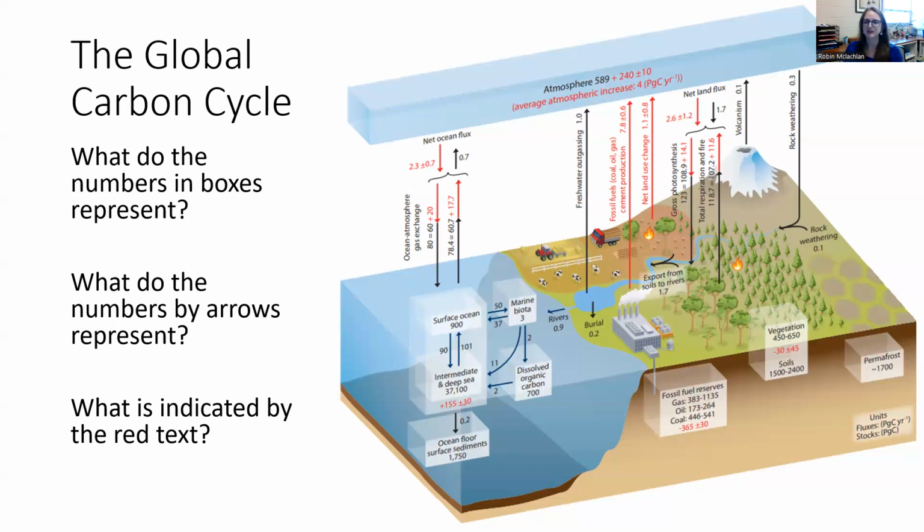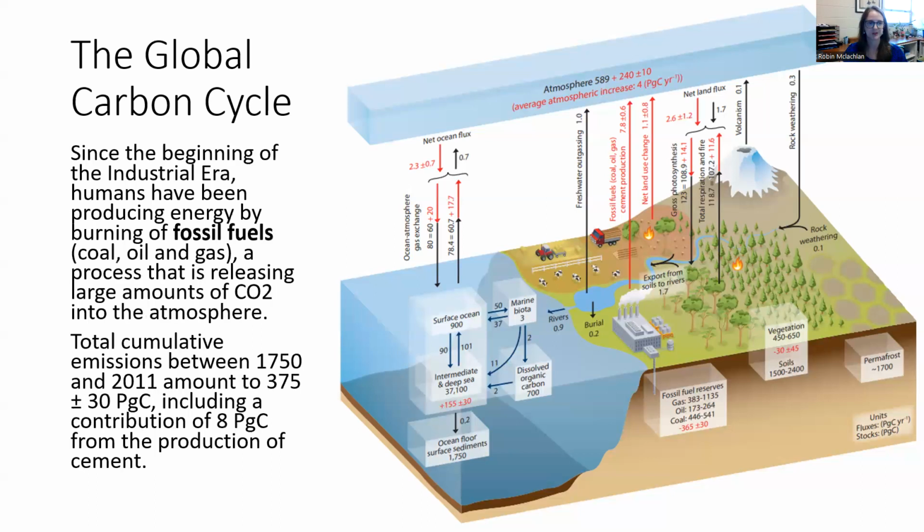As you know, hopefully, that's not in balance. We are actually causing a net export of carbon into the atmosphere, disrupting this natural system. Right? So since the beginning of the industrial era, humans have been producing energy by burning fossil fuels like coal, oil, and natural gas. And this process releases huge amounts of carbon dioxide into our atmosphere.